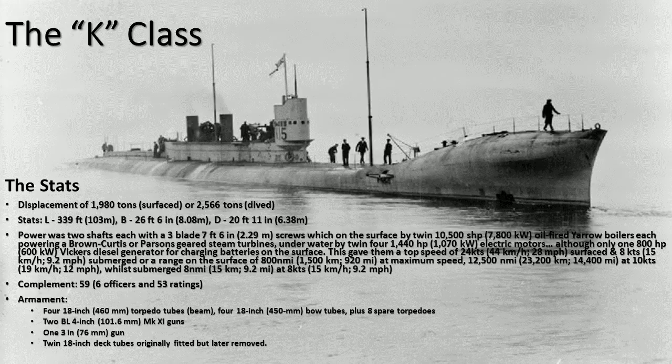However, some Bright Spark only gives them one 800 horsepower Vickers diesel generator for charging the batteries on the surface. Not sure which Bright Spark that was, but probably it was because of limited space. Remember what I said about submarine density. This gave them a top speed of 24 knots surfaced and 8 knots submerged. So, if we think about it, they can now keep up with Dreadnought.